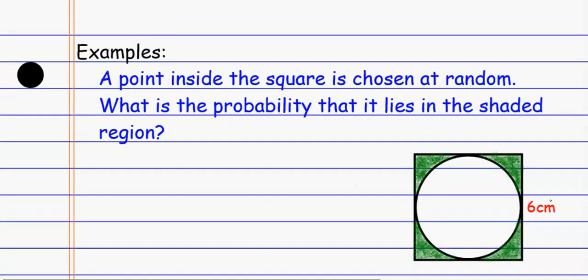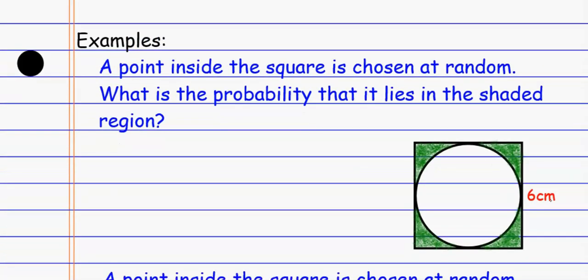If I look at this one, it says a point inside the square is chosen at random. So any point inside the square is chosen at random. What is the probability that it lies in the shaded region? Once again, now we're branching out and talking about area. I have to find the area of that shaded region, because that area represents me getting what I want. But then I would also have to look at the area of the entire square, because that represents the total possibilities. So I look at what I want and the total possibilities in terms of area.